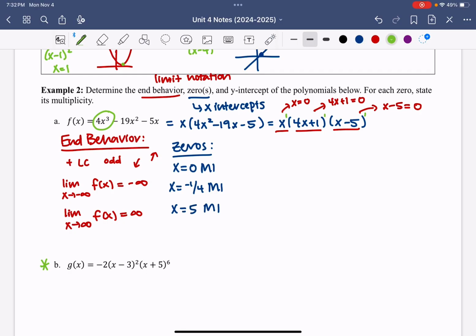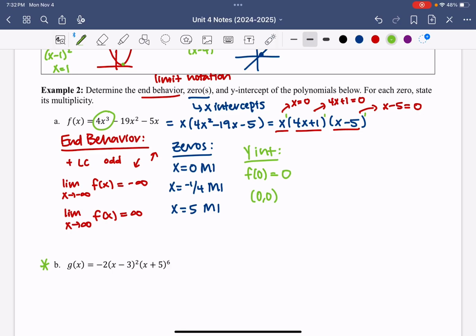Okay, and then last but not least, the y-intercept. As a reminder, the y-intercept is our value of y when x is 0. So we're going to plug in 0 for x in our function and see what our output is. In this case, looking pretty good here because each of these terms has an x in it. If I plug in 0, it just zeroes out the whole function. So our y-intercept is (0, 0).